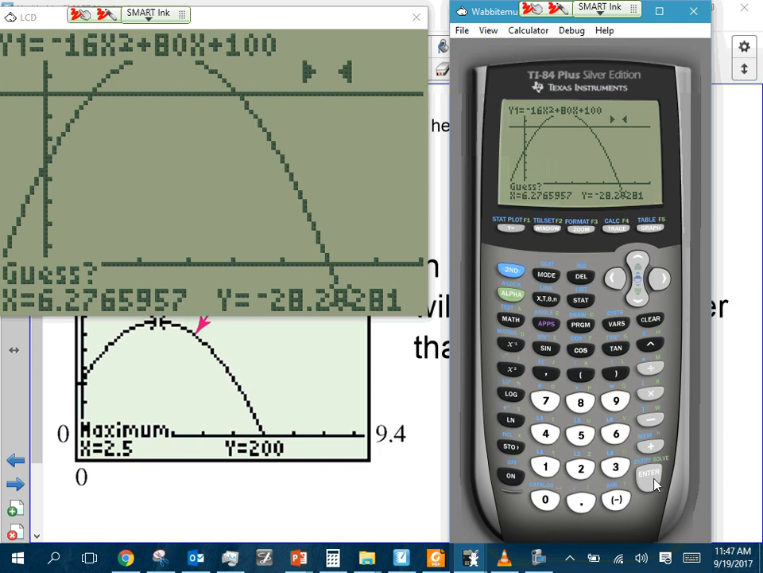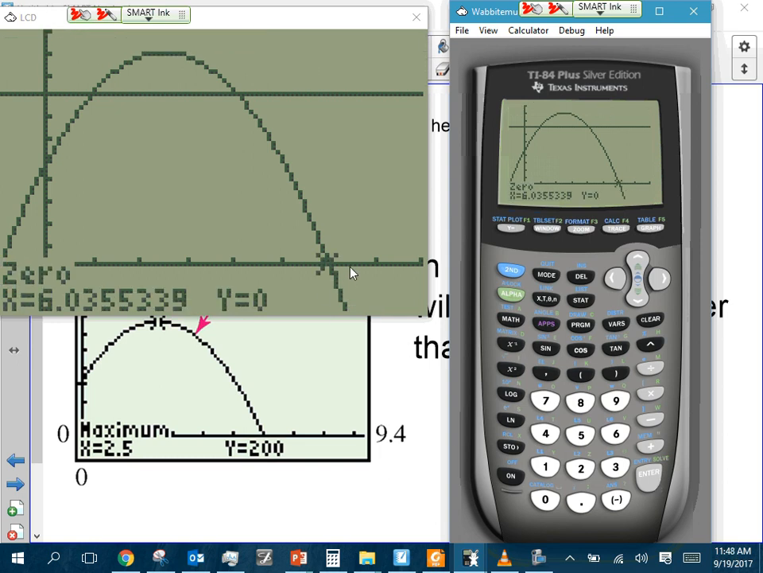And that's what the calculator is going to do. When I hit enter again, it finds the y value of 0 and the associated x value, which is our 0, which is the time that this thing comes back down to the ground, 6.04 seconds. Okay. A lot of different things we can do with these things.